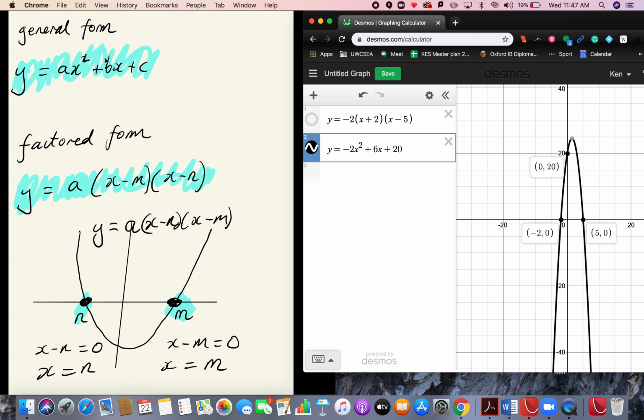Given two zeros that you know and another point on the graph, you can substitute the two zeros directly into n and m. Then to find the a, you'll have to substitute an xy pair of values. Alright, give that a go.